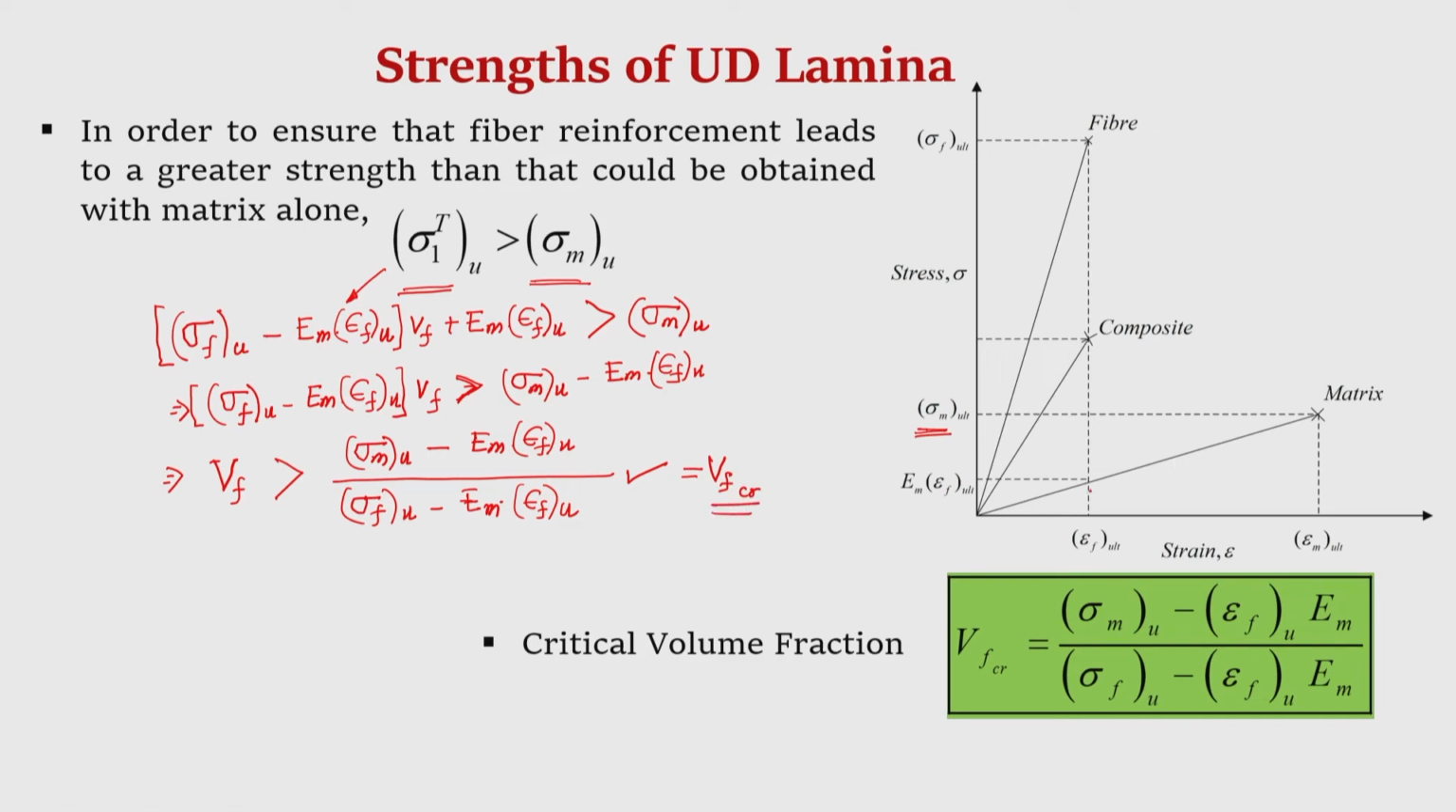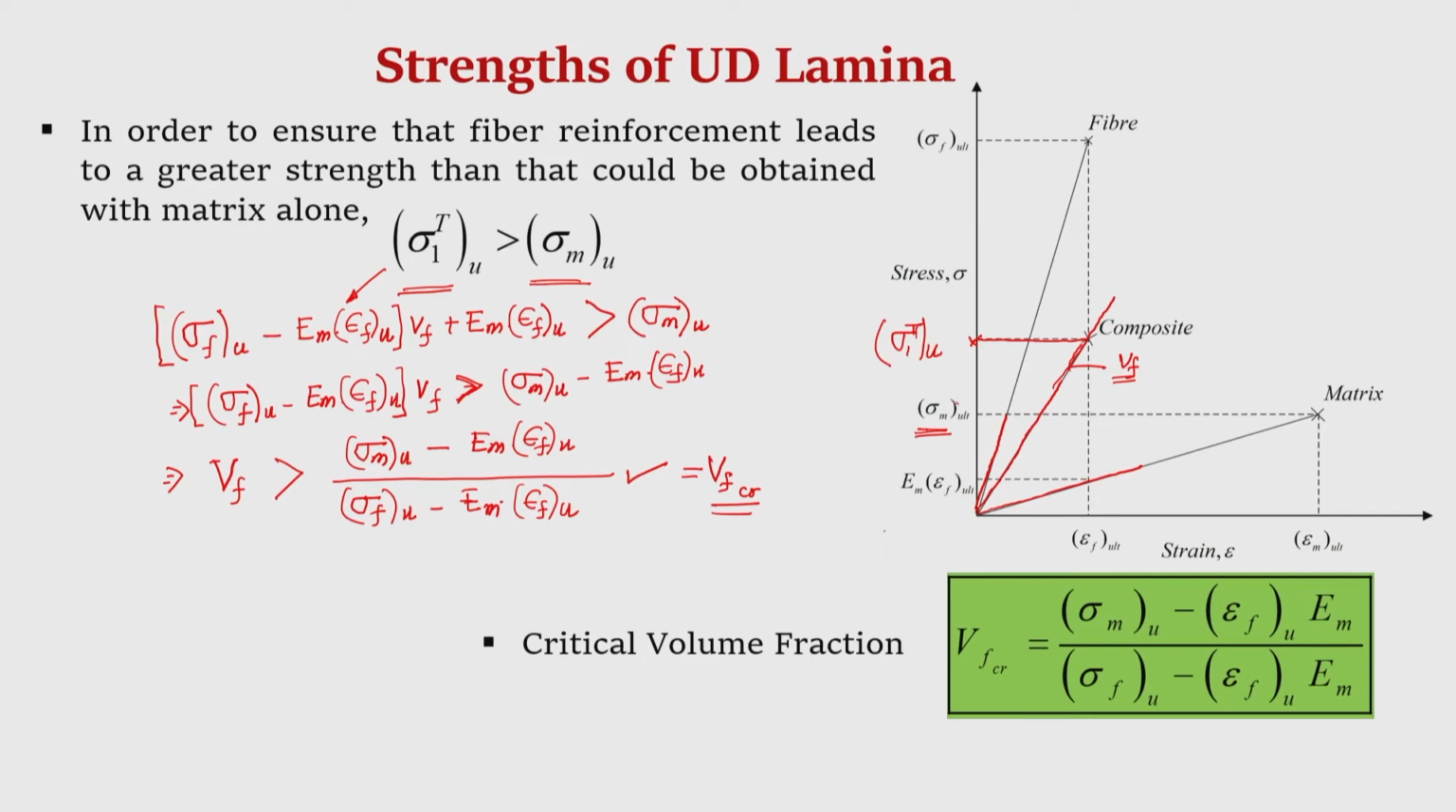Now, look at this stress strain curve. What does this critical volume fraction actually mean? As we have discussed, this is the stress strain curve for the matrix and this is the stress strain curve for the fiber. Where the stress strain curve of the composite lies is decided by the volume fraction. This is the stress strain curve of the composite for a particular volume fraction. Therefore, at failure, this is the point which is the ultimate longitudinal tensile strength of the composite. You could clearly see this in the diagram for a particular volume fraction.